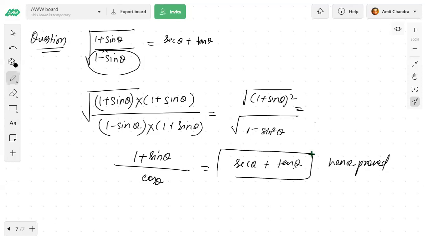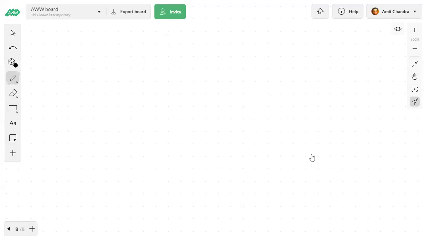Cos 2 theta becomes cos theta. Where is cos 2 theta, bacha? Cos square theta. This is 1 minus sine square theta. Sine square theta is cos square theta. So cos square theta is under root, so this will become cos theta. It is not cos 2 theta, bacha, it is cos square theta. Okay, Kaushik? Fine. Okay. Now see.